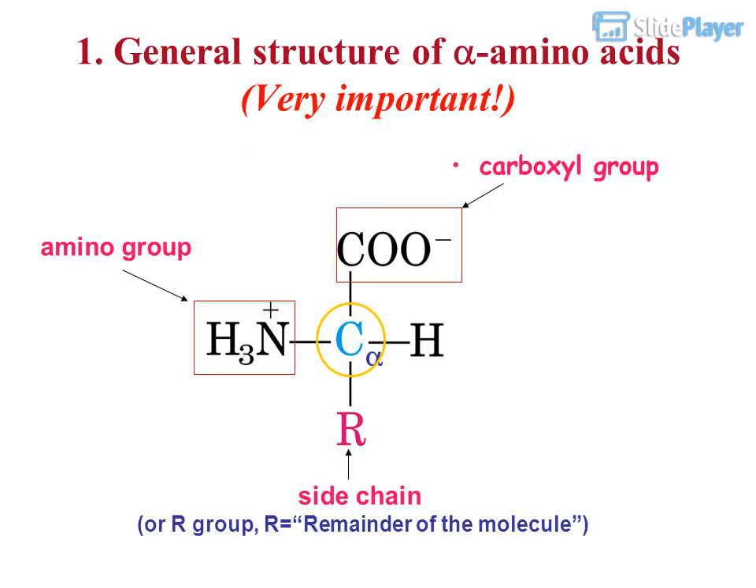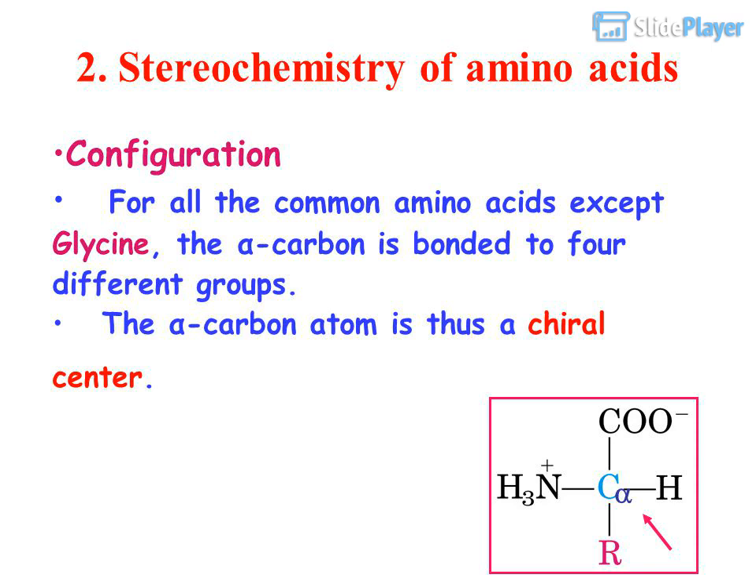1. General structure of amino acids, very important. Carboxyl group, amino group, side chain or R group, where R equals the remainder of the molecule. 2. Stereochemistry of amino acids. Configuration: for all the common amino acids except glycine, the alpha carbon is bonded to 4 different groups. The alpha carbon atom is thus a chiral center.